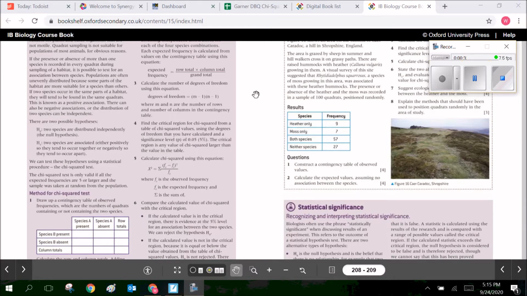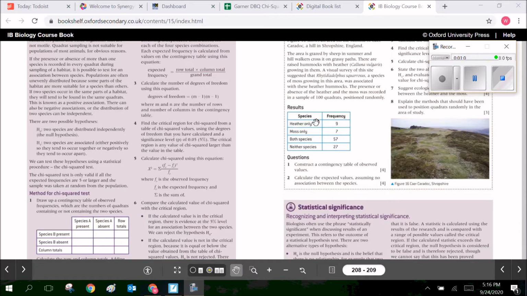And this is talking about chi-square testing. Now, chi-square testing, again, is when you use a statistical method of analysis to see whether or not there is a significant relationship between the presence or absence of two qualitative variables. So in this case, we're looking at the presence or absence of two species relative to one another. What this question is asking is, there's heather and moss growing out here on these moors, I suppose is what you would call it, the swampy area.